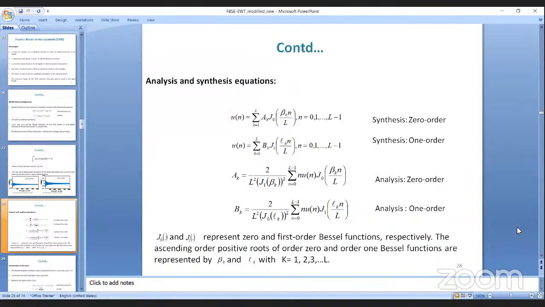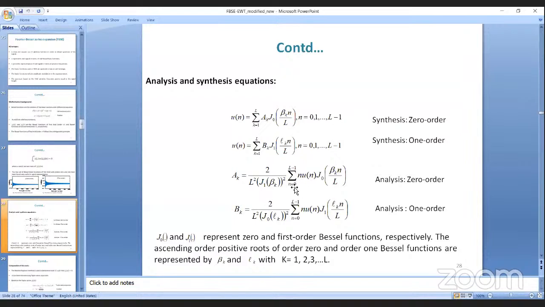And for the first 0 order and first 1 order, these are the FBSE analysis and synthesis equations. So when you use 0 order FBSE, then this is the analysis equation, the synthesis equation, and the corresponding analysis can be carried out by using this equation. So A_k equals 2 upon L squared J1(beta_k) squared.